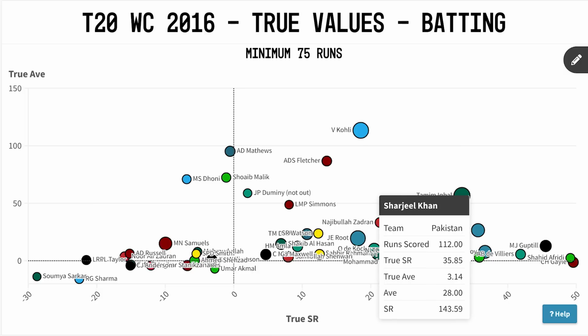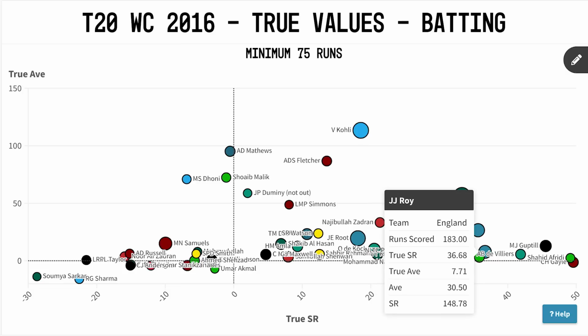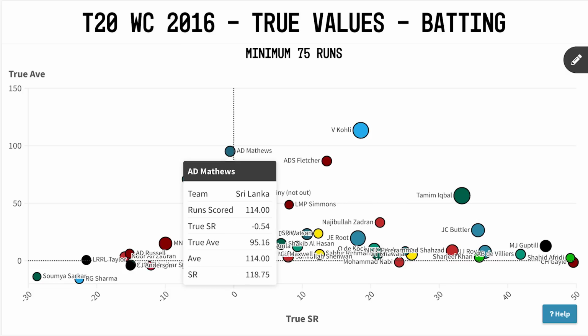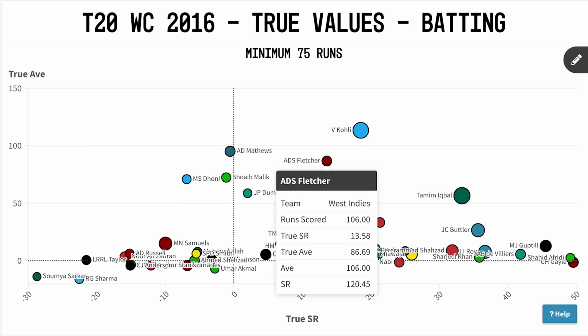England's shift in mindset is really evident here. You can see Butler, Roy and even Root having really high true strike rate campaigns. In terms of true average, Angelo Matthews was at 95 with a pass strike rate, which is so far removed from where he was as a younger player when we talked about him in a previous MVP video. Fletcher also has a great true average, but does it at a true strike rate of 14.